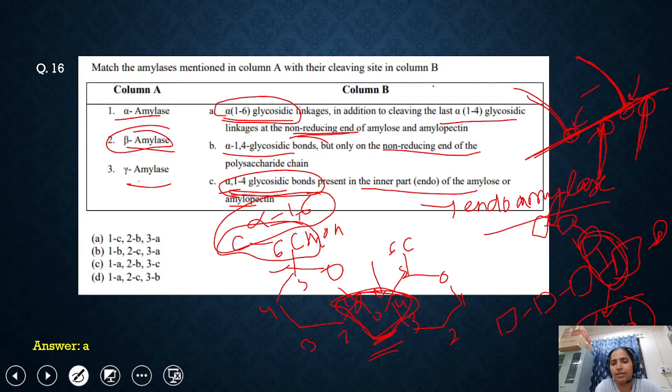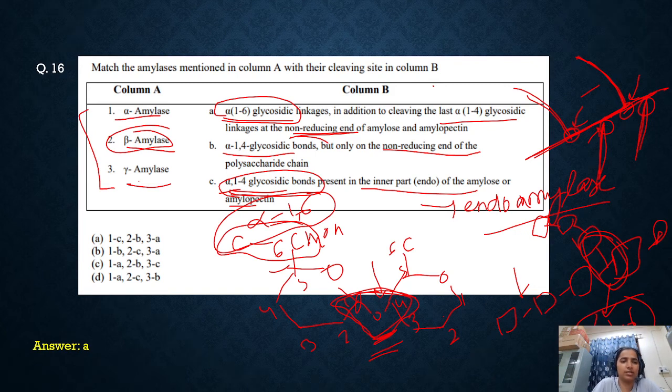Similarly, alpha amylase acts on the endo or inner part, not at the corner one. And beta amylase usually forms disaccharides. So you must know the difference between all these three, and the structures of all three enzymes are present on your slide, very clearly represented. So you must go through that. For this question, the answer is: first one is C, so option A is correct. For the second, B is correct. And for C, gamma is used for both types of bonds. That is also correct.